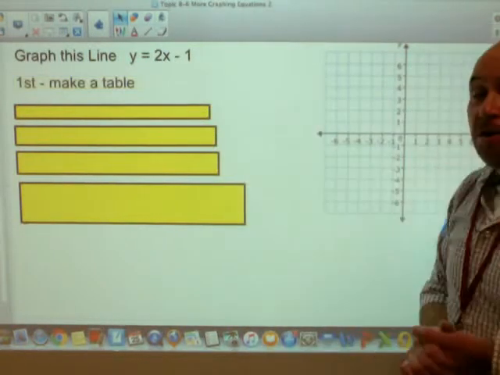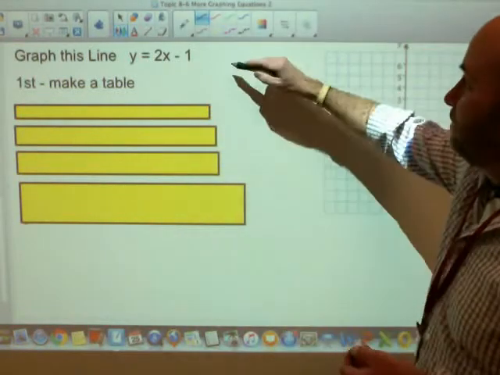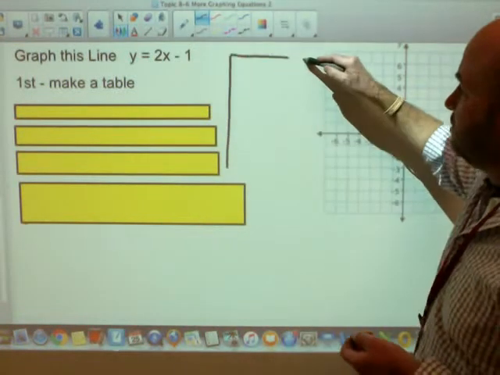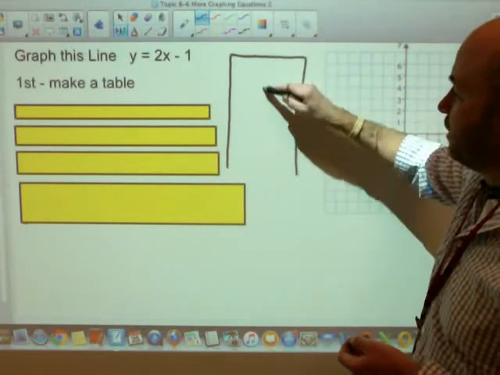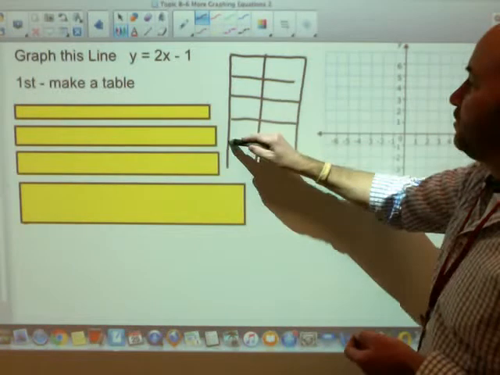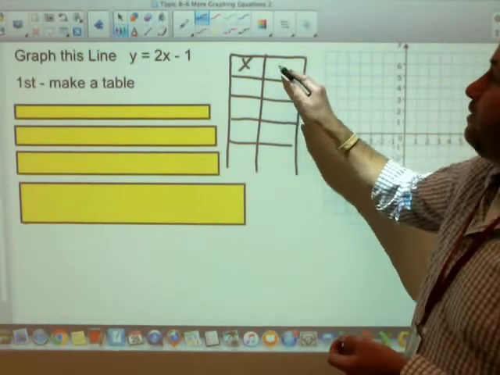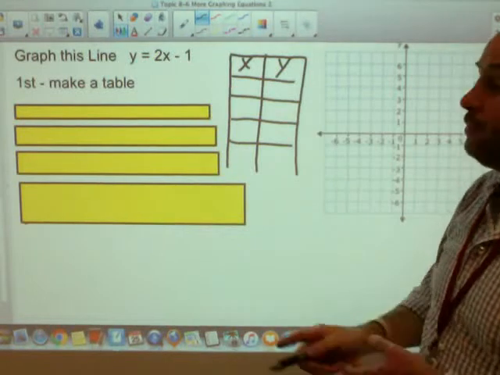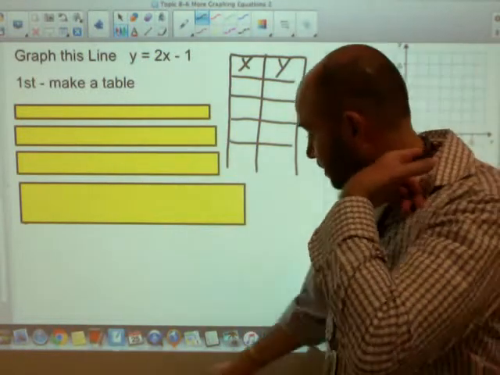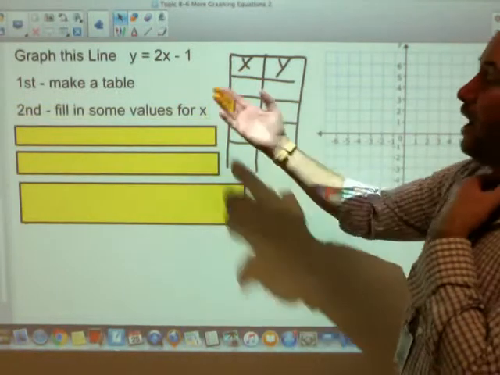First thing that you're going to want to do is make a table in this situation, okay? So I just make a simple table like this. I kind of leave it open at the bottom in case I have to extend it, okay? So I have my x value and my y value. And so there's my table.